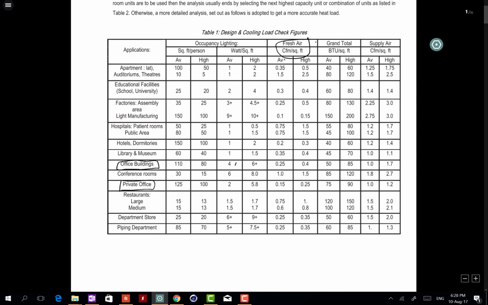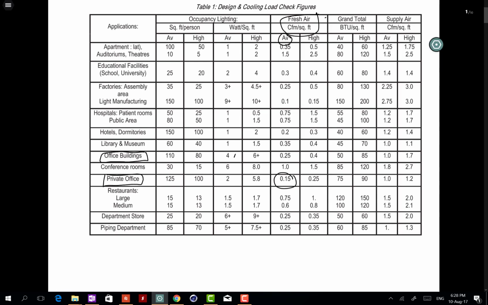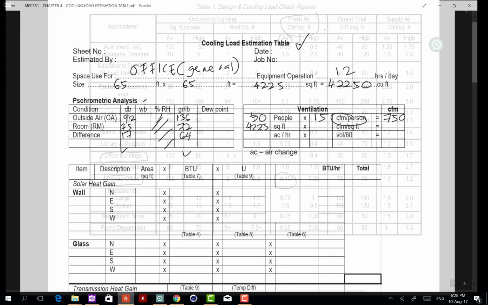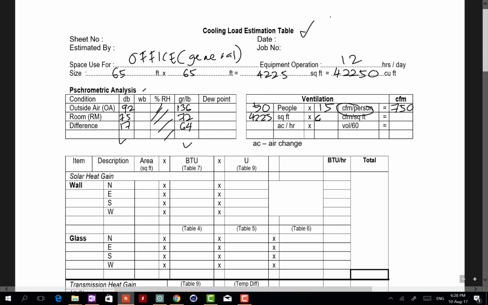So our CFM per square feet is here. We take the average value, which is 0.15 CFM per square feet. Okay, so I write here 0.15. So the value 0.15 multiplied with 4225, you get around 634 CFM.